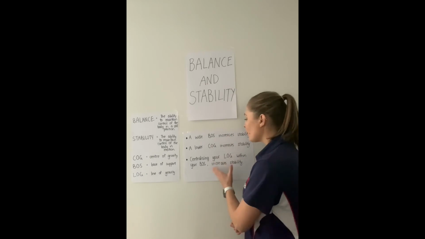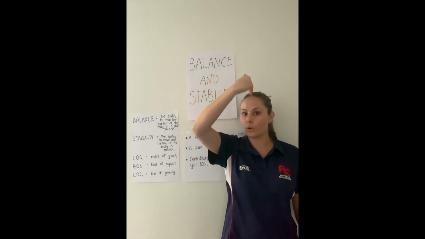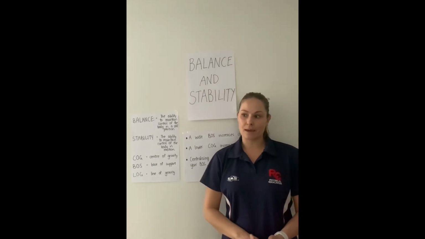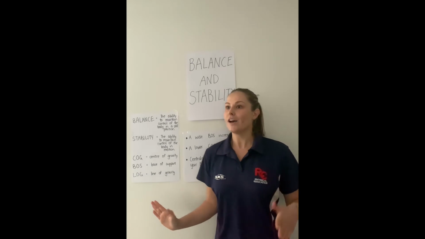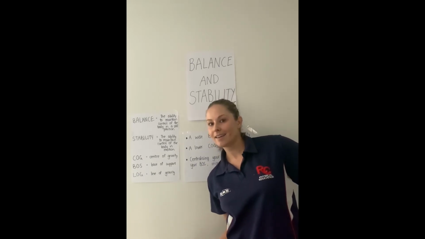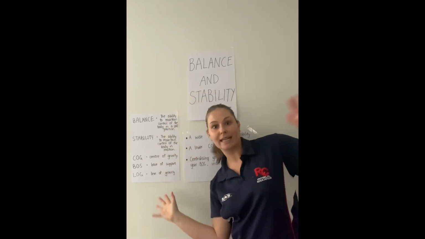So basically all that means is making sure that your line of gravity always falls through your base of support. You will always be at your most stable, all right? So if I was on one leg, leaning to the right, my line of gravity is no longer through my base of support because I'm already leaning, all right?